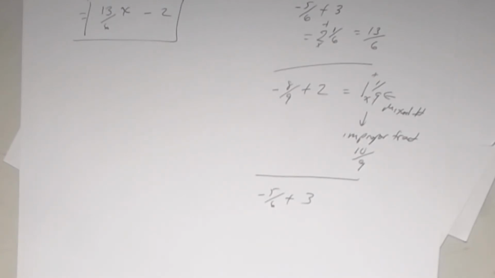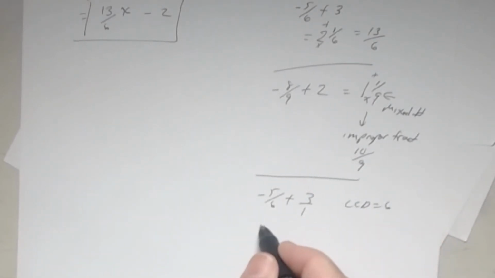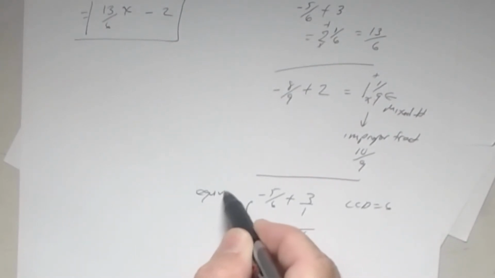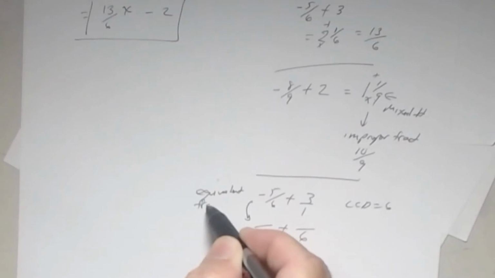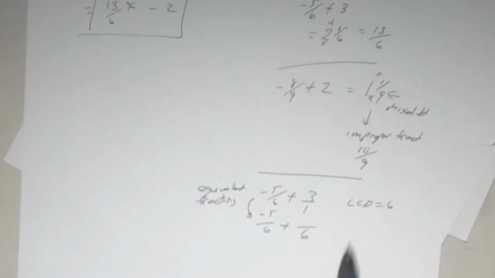Least common denominator. So this is a 6 and this is a 1. What's the smallest number that 6 and 1 go into? 6. So the LCD is 6. So that means we'll write two fractions with 6 as the denominator, right? Okay, so now I'm going to write what's called equivalent fractions. Well, these denominators are the same. So that means the numerators have to be the same. So negative 5/6 is the same as itself. Here, though, that's a 1.